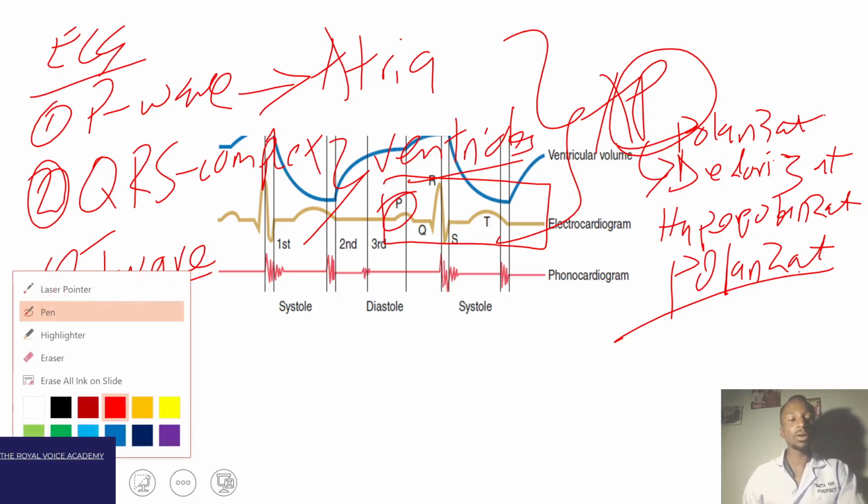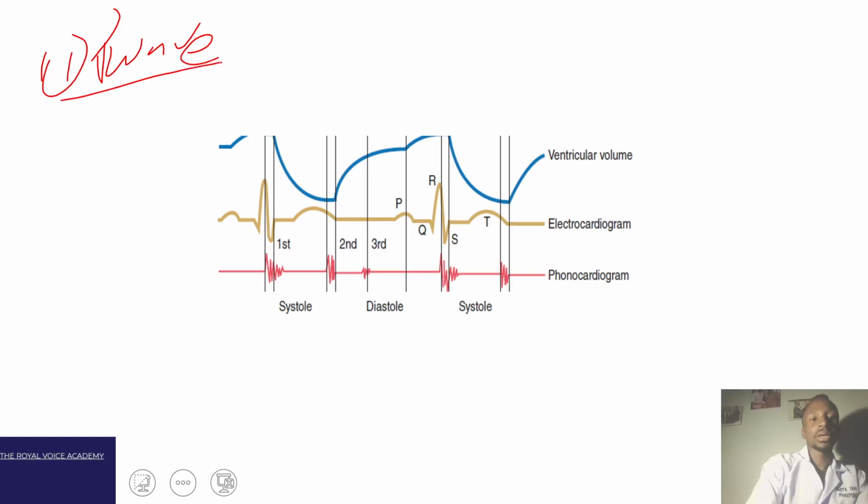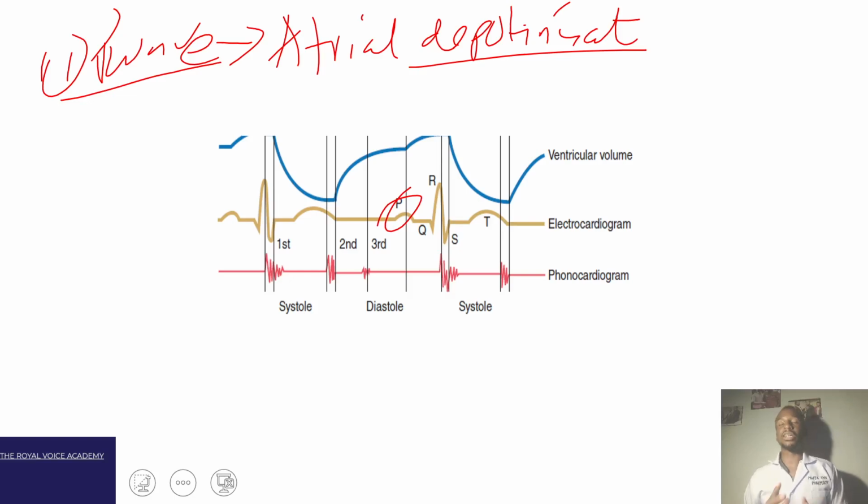So let me delete all of this so that we can now begin on the number one, the P wave. So the P wave is here. The P wave is basically what we call an atrial depolarization. Atrial depolarization, now your action potential has gotten to your atria and it is depolarizing it or making your atria to contract.